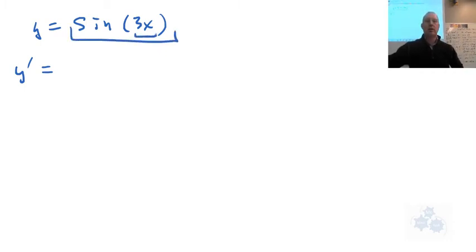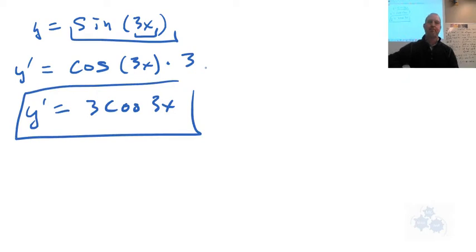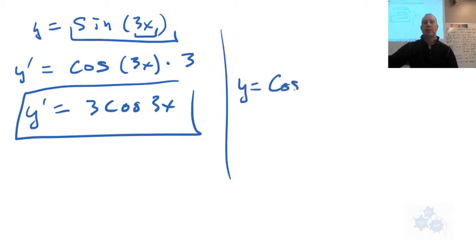Outside function, inside function. So what's the derivative of sine of blah? It's cos of blah. And what do we do with the inside function? We multiply by the derivative of the inside function. So y prime is 3 cos 3x. See that?